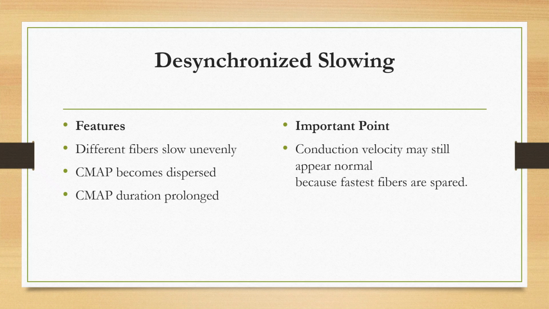Desynchronized slowing. Here, different fibers are slowed unevenly. The CMAP becomes dispersed and duration becomes prolonged. An important point here is that conduction velocity may still remain normal because the fastest fibers are spared.